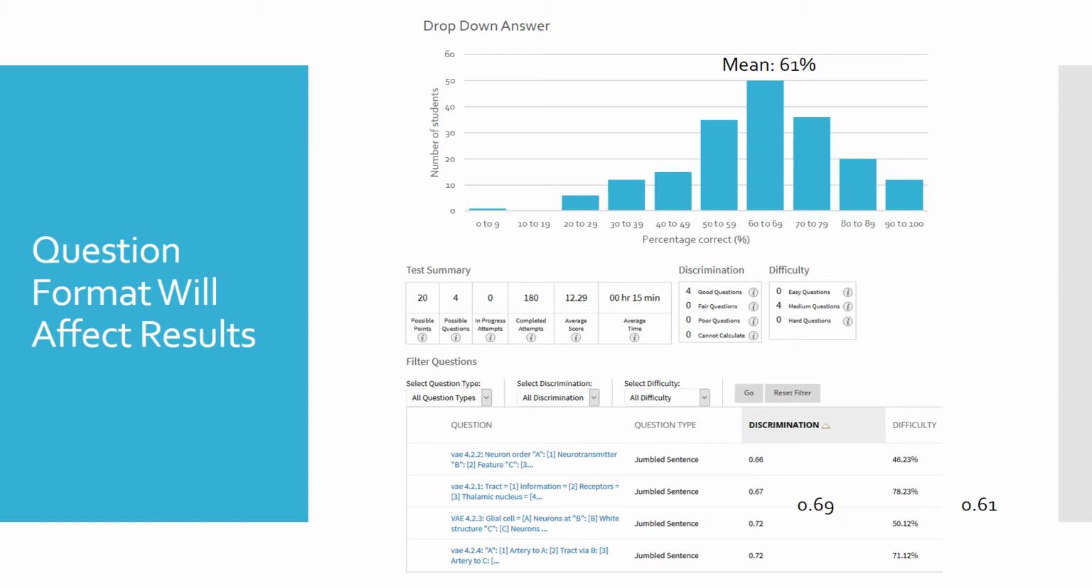The overall discrimination was all good questions, and they were all of medium difficulty. We can see that the discrimination index is higher, and the difficulty index is higher, which means it was an easier exam. It was more discriminating, but also generally easier for the students to do. This was because this was the type of assessment that they had been used to. I'd been giving them bi-weekly drop-down answer questions for most of the semester.